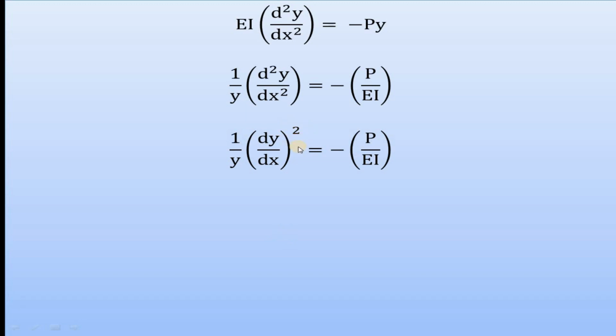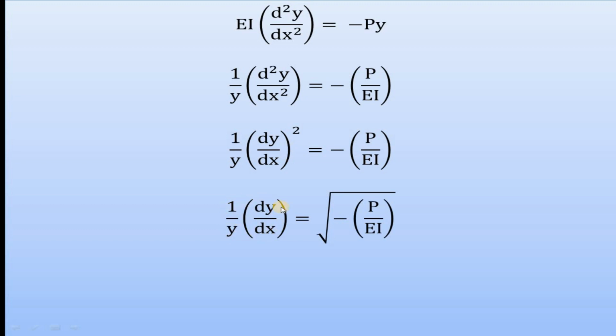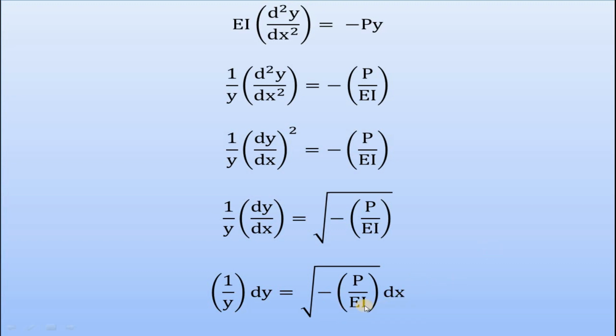Now bring this square to the RHS. The next step will be 1 by y dy by dx is equal to square root of minus of P by EI. Now bring this dx to the RHS. The next step will be 1 by y dy is equal to square root of minus of P by EI dx. In this RHS, minus of P by EI can be rewritten as minus 1 into P by EI.